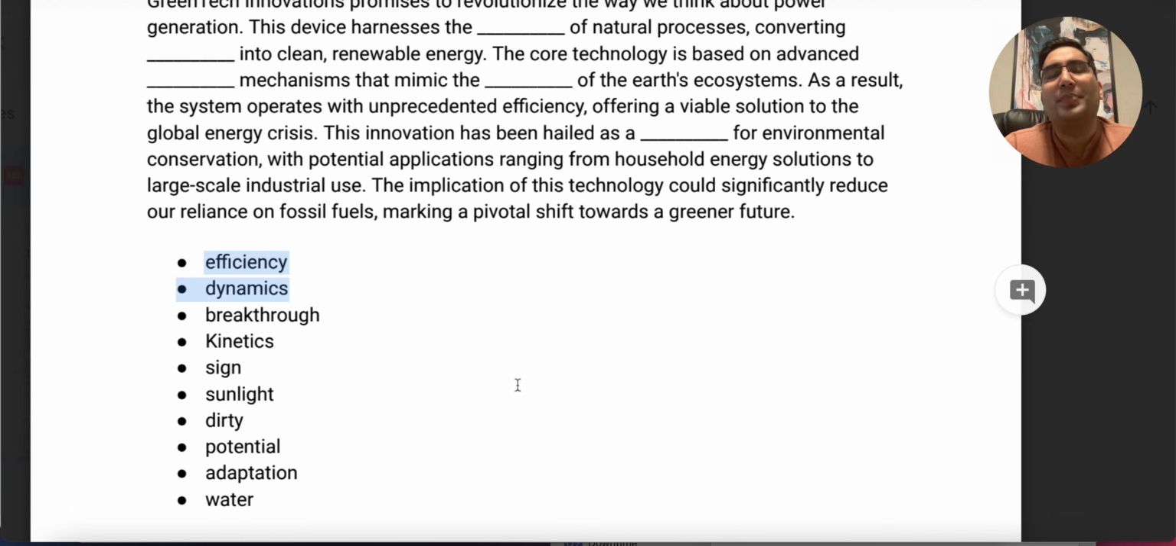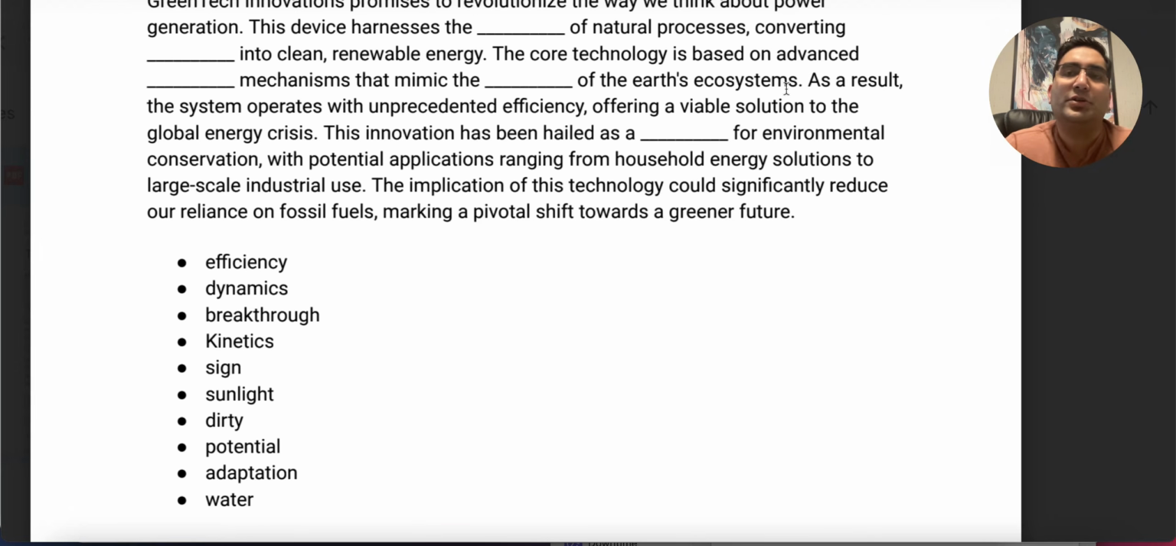Now here's the confusion. If you put efficiency here, there's no mention before or after about the Earth's ecosystem having a good efficiency, bad efficiency. It's not talking about the Earth's ecosystem. It's talking about efficiency later, but not about the Earth. So we cannot comment on that. But if we say dynamics, that's a more neutral answer. And we can say mimics the dynamics of the Earth's ecosystems.